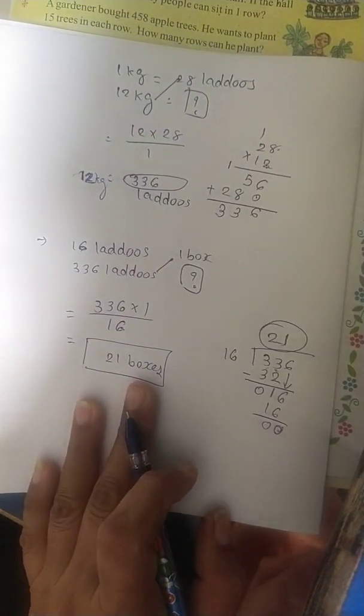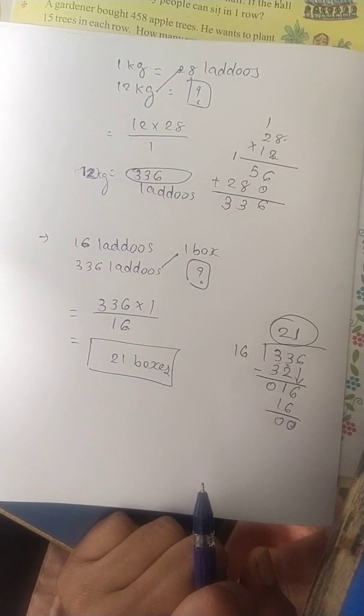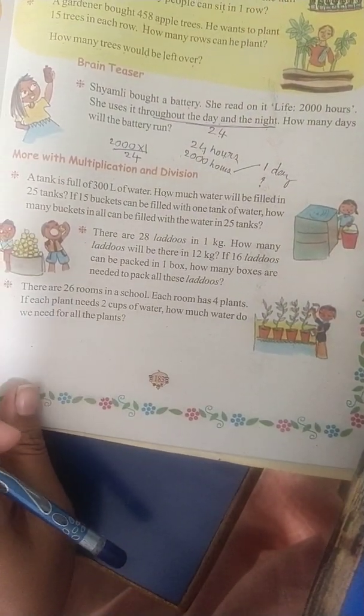Clear? Please students, if your tables are poor and if you forgot them, then try to learn again. Please complete your tables till 20. Okay? Now next one. Now you have to try by yourself, students.